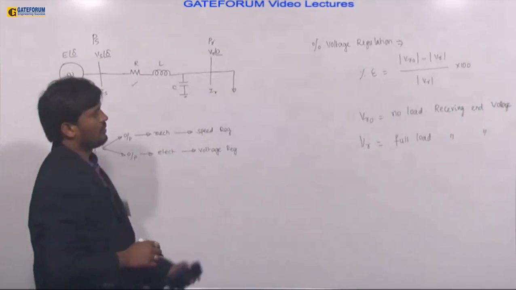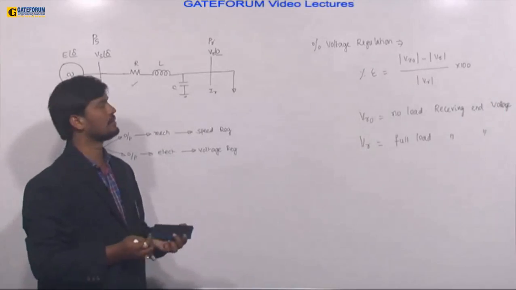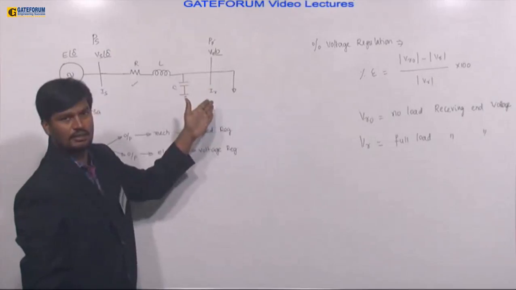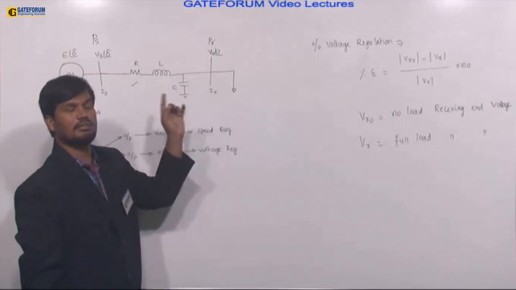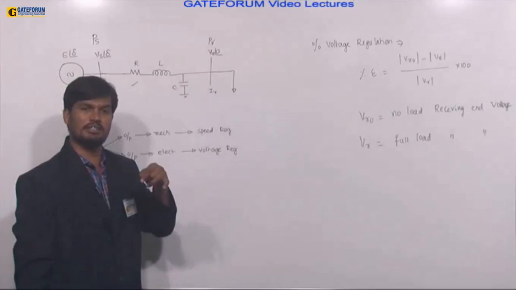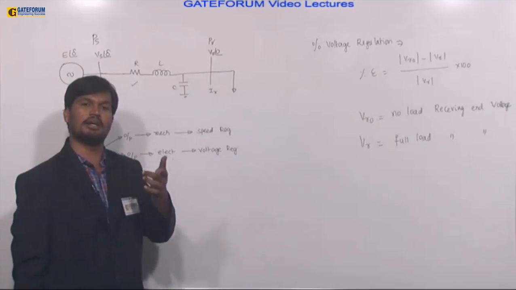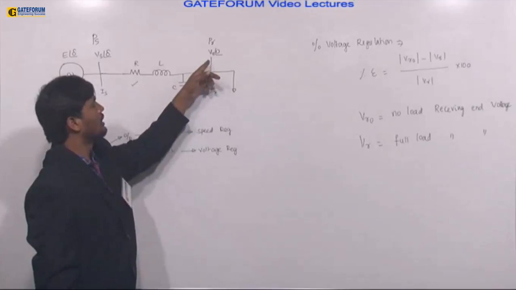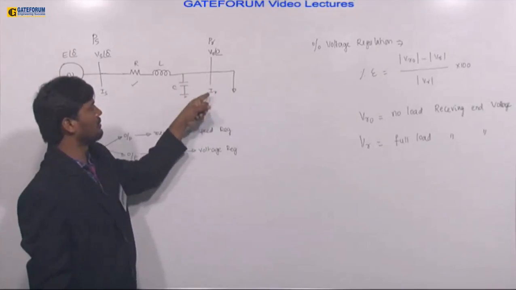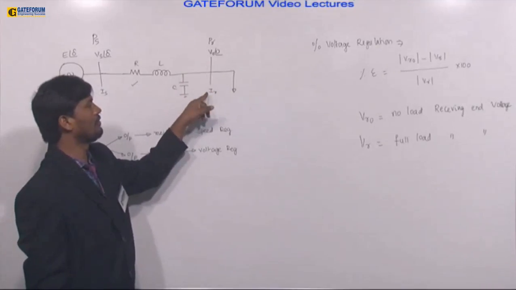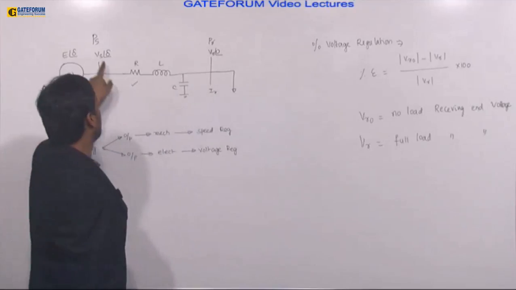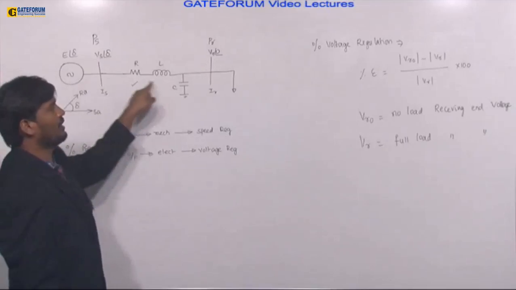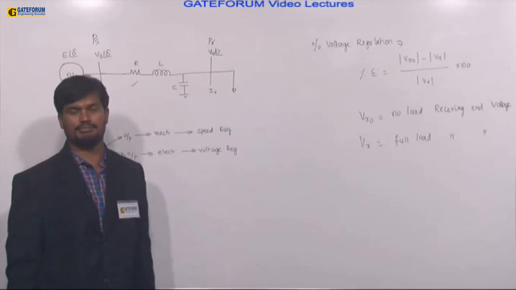See, the percentage voltage regulation definition is: it is the change of voltage at the receiving end, because we always have to calculate voltage at the receiving end, our side, the output. It is the change of voltage at the receiving end from no load to full load while keeping the sending end voltage constant and the frequency of the entire system also constant.